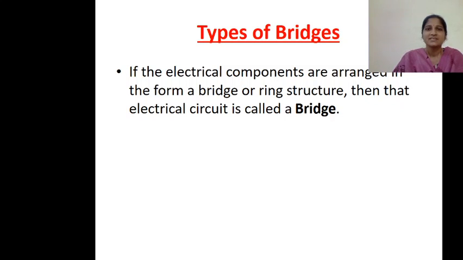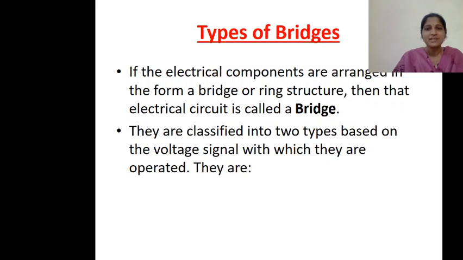So these bridges are of two types. Why are these bridges used? These bridges are used to solve a complex network and to balance the circuit. So here there are two types of bridges: one is AC bridge and the other one is DC bridge. So DC bridges and AC bridges. In this unit we shall completely discuss the DC and AC bridges.